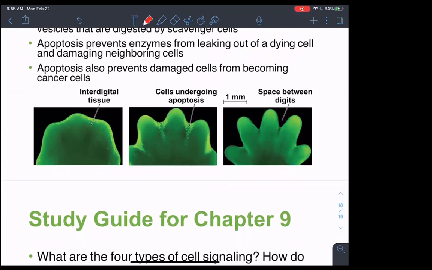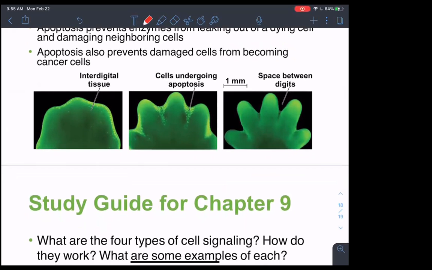Apoptosis also is going to prevent damaged cells from becoming cancer cells, because sometimes cells that are not doing their job correctly could become cancerous, especially if they have something wrong with them, like reproducing too rapidly, that kind of thing. So apoptosis is supposed to help prevent that from happening.